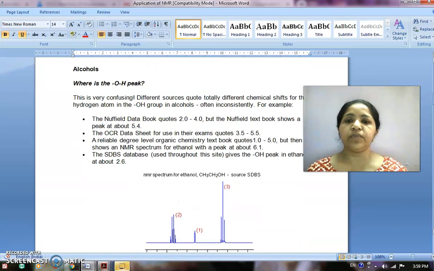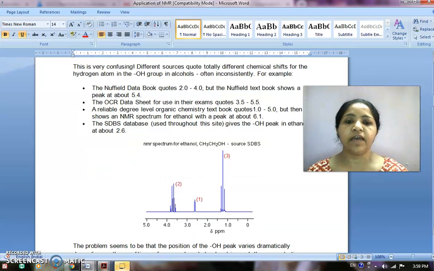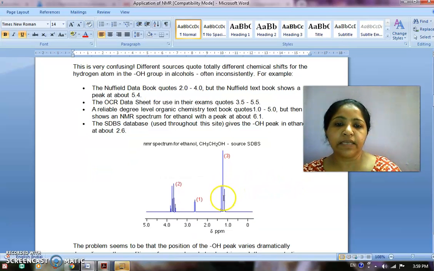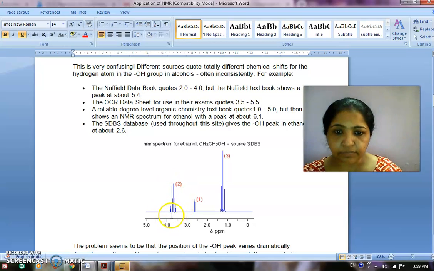Now next we have an alcohol here. Let's see what this is telling us. So here we have a very low delta value with one triplet. Then a little higher we have a singlet, and then we have a kind of quartet. Yes, 1, 2, 3, 4. Is it a quartet?